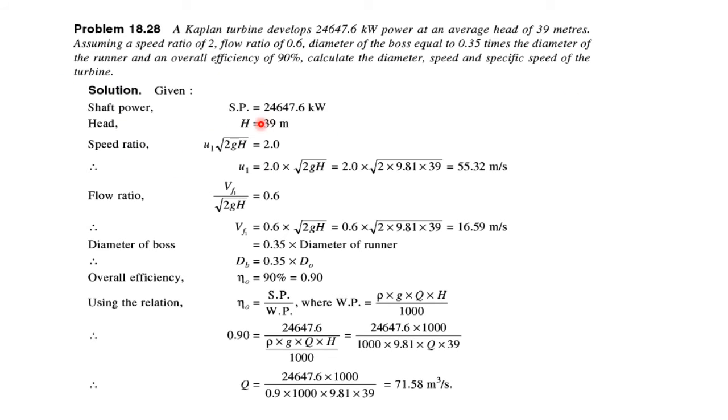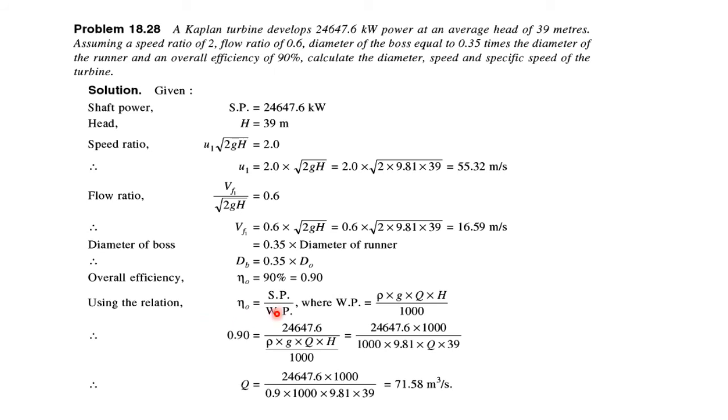So, given data are shaft power equals this one, head is 39 meters, speed ratio equals u1 upon under root of 2gH equals 2. So we can find the value of u1, that is 55.32 meters per second. Flow ratio Vf1 upon under root of 2gH equals 0.6. From here we can find the value of flow velocity, that is 16.59 meters per second. Diameter of boss equals 0.35 of diameter of the runner, so dB equals 0.35 dO. Overall efficiency given is 90%.